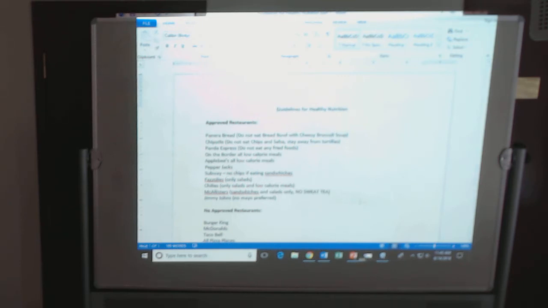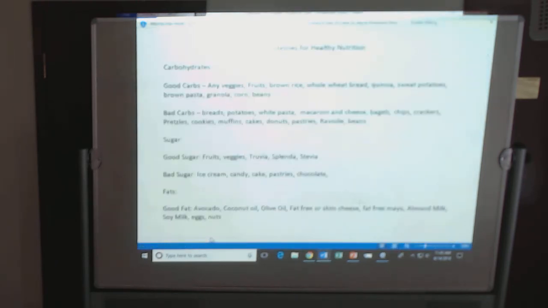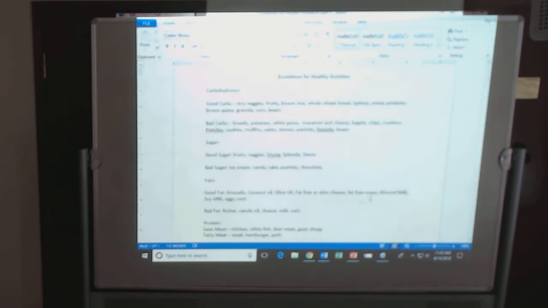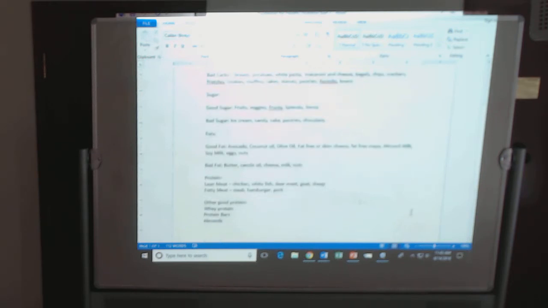And then part 2 is an example of what some of these foods look like. So good carbs: any vegetables, fruits, brown rice, whole wheat bread, quinoa, sweet potatoes, brown pasta, granola, corn and beans. Bad carbs would include breads, potatoes, white pasta, macaroni and cheese, and so forth. Sugar: good sugar is fruits, vegetables; Truvia, Splenda, and stevia are okay. Bad sugar is ice cream, candy, cake, pastries, chocolate.